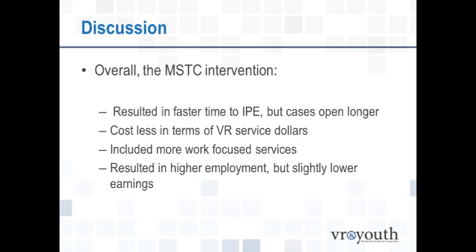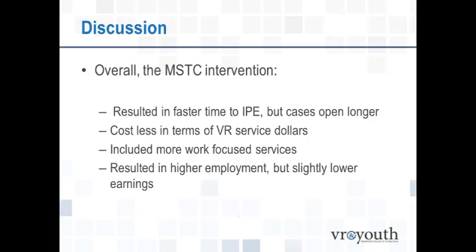If you go to the next slide, which I've already talked about in a couple of different ways, but overall, just to summarize, the MSTC intervention resulted in a faster time to the individual plan for employment, but the cases were open longer. They cost less in terms of VR service dollars. They included more work-focused services as opposed to diagnostic or assessment services. And they ended up becoming employed at a higher rate, although they had slightly lower earnings. So these are the four key overall takeaways from our analysis.